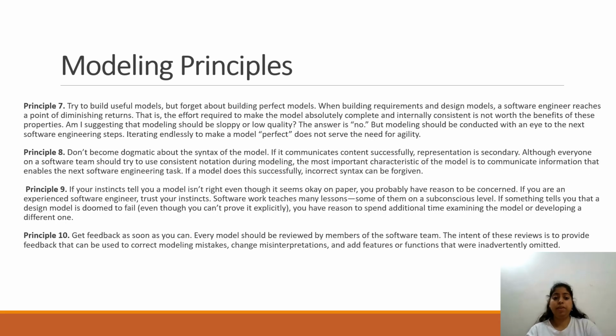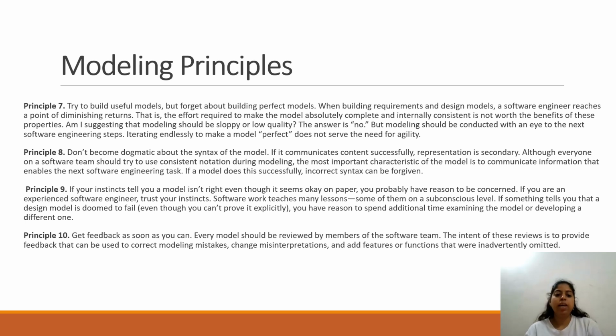Principle number seven. Try to build useful models, but forget about building perfect models. When building requirement and design models, a software engineer reaches a point of diminishing returns. That is, the effort required to make models absolutely complete and internally consistent is not worth the benefits of these properties. Principle number eight. Don't become dogmatic about the syntax of the model. If it communicates content successfully, representation is secondary.